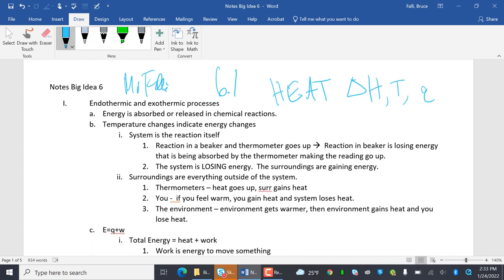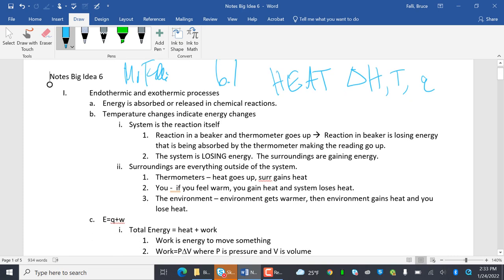Hey, we've done this before. Energy absorbed or released in chemical reactions, this is an always thing. They will never have a zero, okay? Always. Temperature changes indicate energy changes, okay? So now we're going to focus on the two different parts of it, the system and the surroundings, okay?